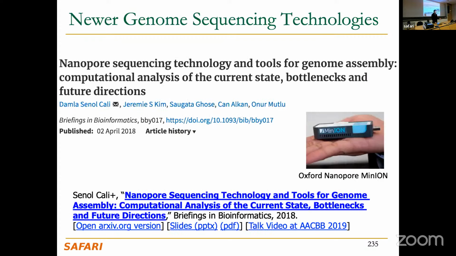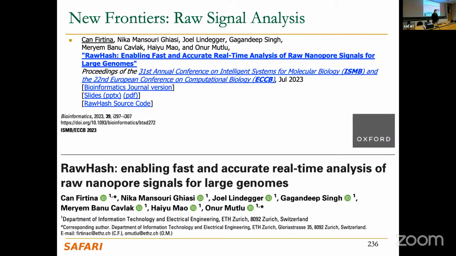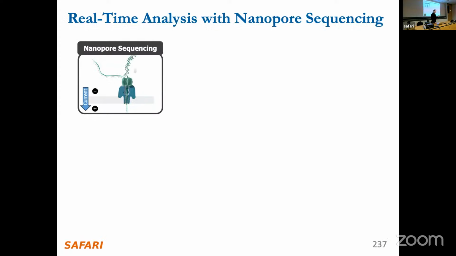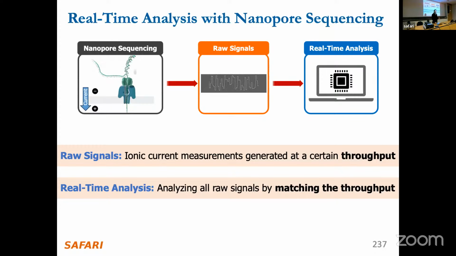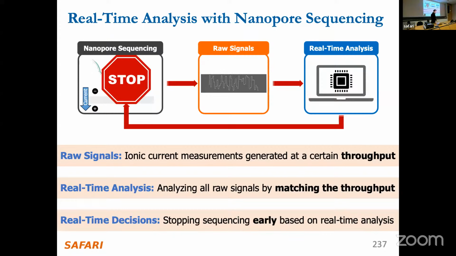I sort of hinted at this in the beginning of the lecture, that there are now newer opportunities because of the newer genome sequencing technologies being developed. This is basically one example, which is RawHash. In RawHash, this is one example of how real-time analysis works. As the electrical signals are generated in real time, we can analyze this data also in real time while it is being generated. The challenge is that we need to match the throughput of the data generation, which is challenging because, as we kept saying throughout the lecture, the data speed is huge, so the computation perhaps cannot even match.